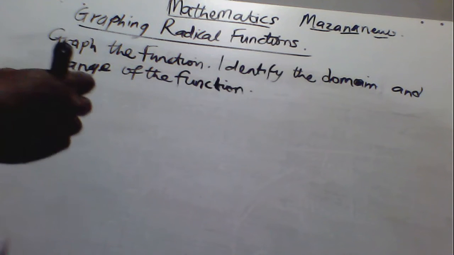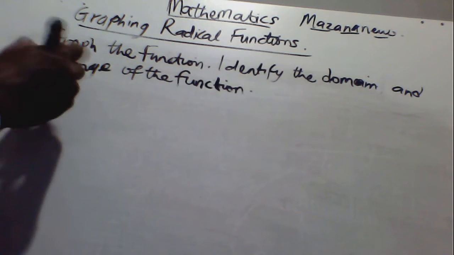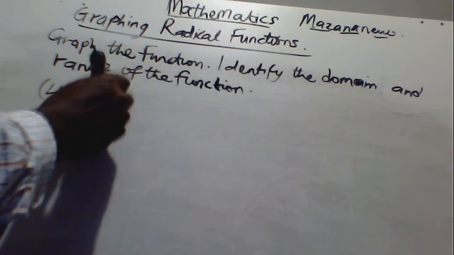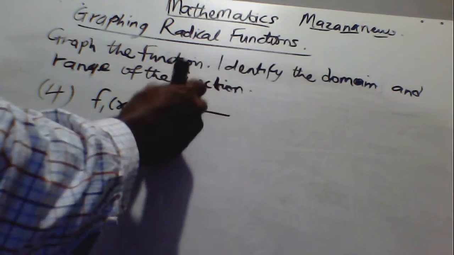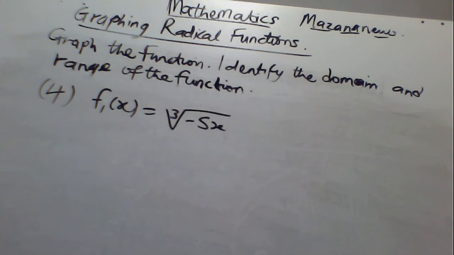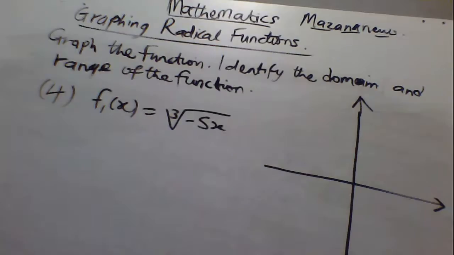So the fourth one, sorry. If you are given f1(x) equals the cube root of negative 5x. Here we've already done the parent of a cube radical function. The graph of the radical function for a cube root is in this form.